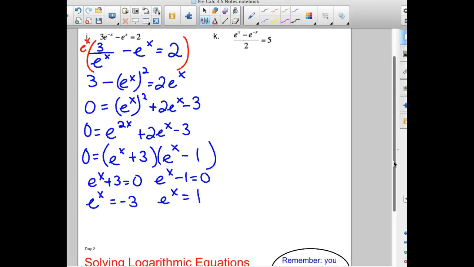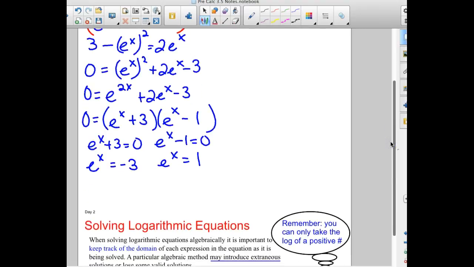Now, we talked about this on the last example. E to the x can't be negative, so this is going to be an extraneous solution, it doesn't work. We can look at e to the x being 1. That means x would be the natural log of 1 if we take the natural log of both sides. But the natural log of 1 is 0. So our only solution to that one is x equals 0.